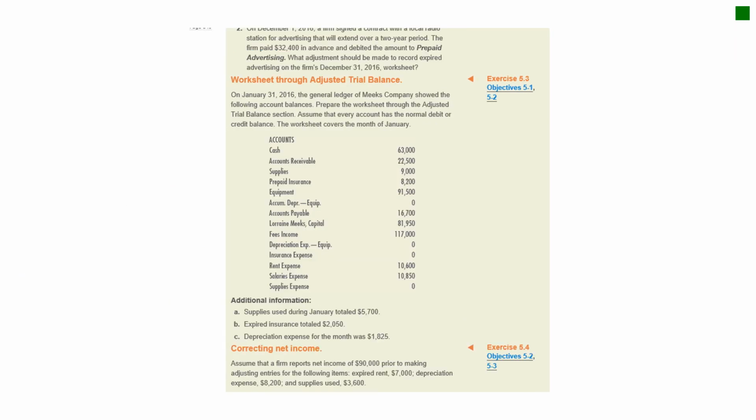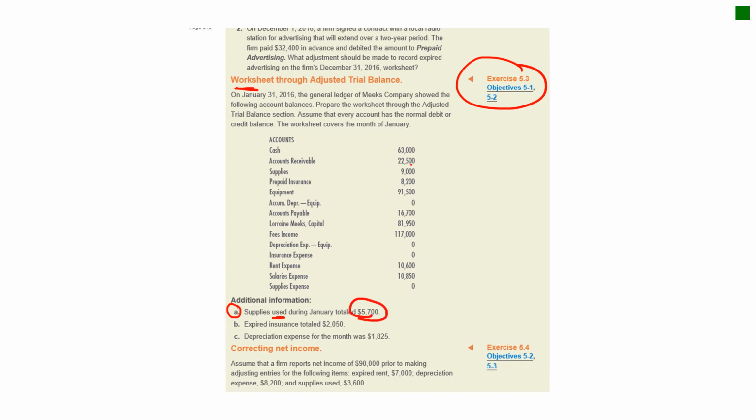Okay, so this is exercise 5-3, and again, I'm not going to have you do a worksheet, but in case you come across it, this one, your adjusting entries is pretty easy. They already gave you the amounts, but in case you come across this and you're wondering what would the adjusting entry be, for Part A, it says supplies used were 5,700.